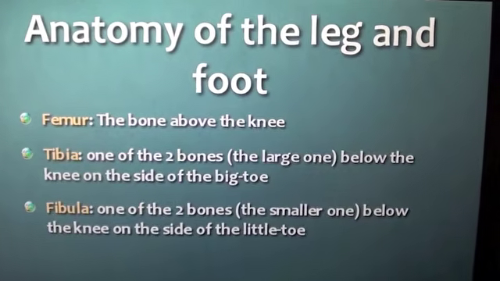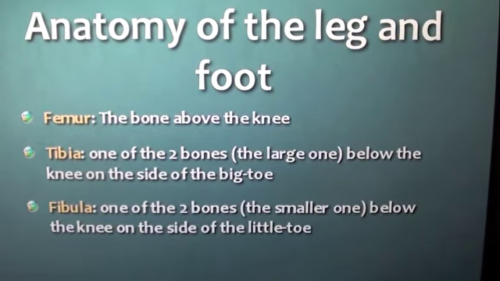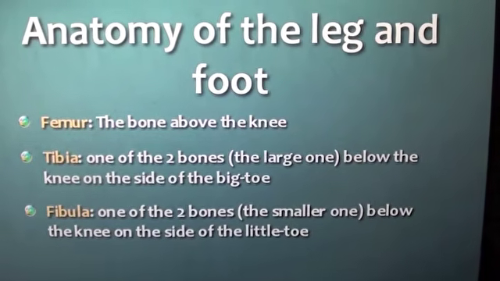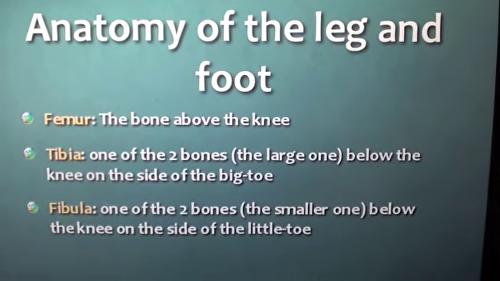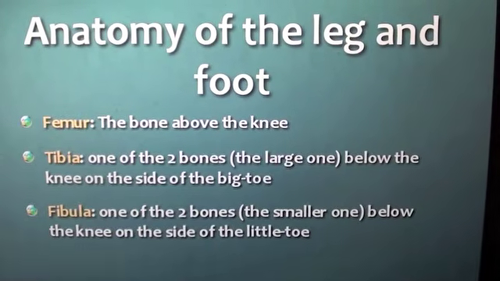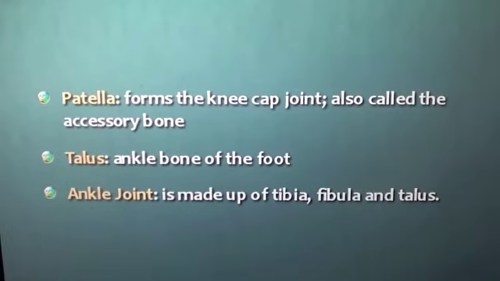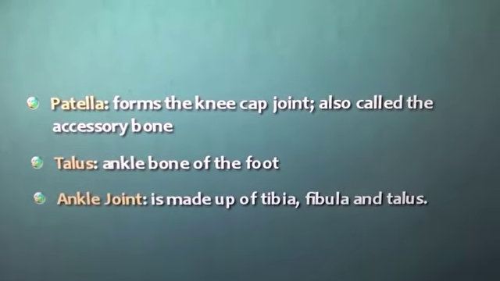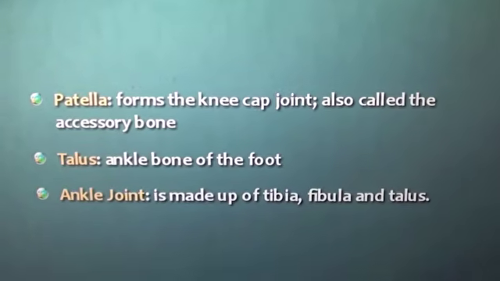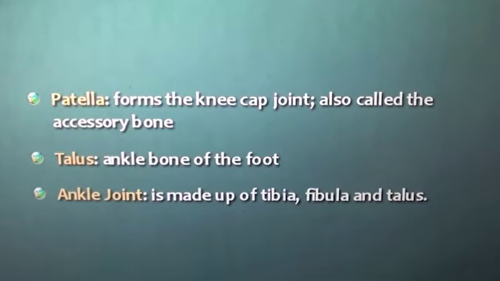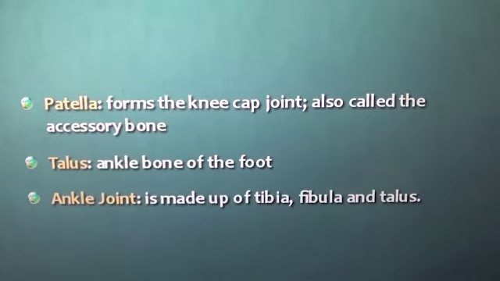Anatomy of the leg and foot. Femur, the bone above the knee. Tibia, one of the 2 bones, the large one, below the knee on the side of the big toe. Fibula, one of the 2 bones, the smaller one, below the knee on the side of the little toe. Patella forms the kneecap joint, also called the accessory bone. Talus, the ankle bone of the foot. The ankle joint is made of tibia, fibula, and talus.